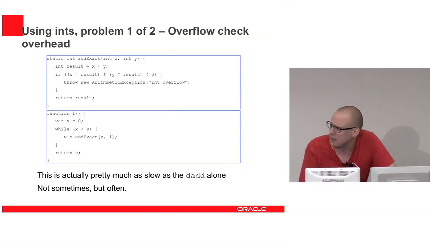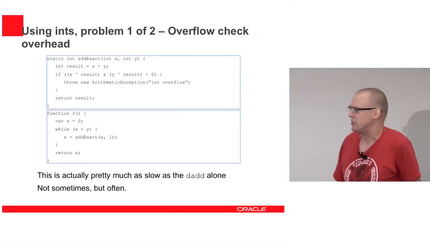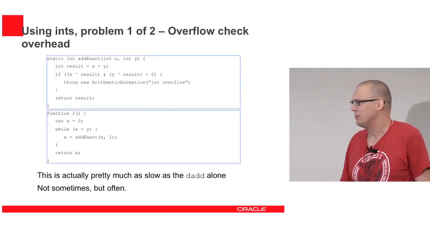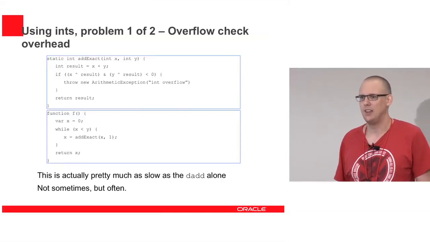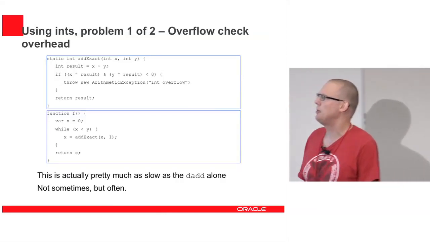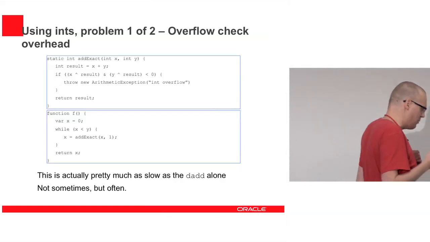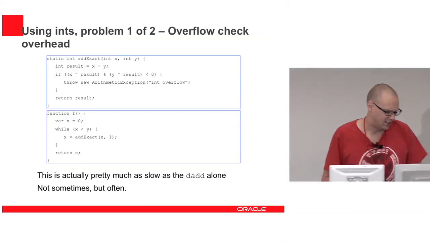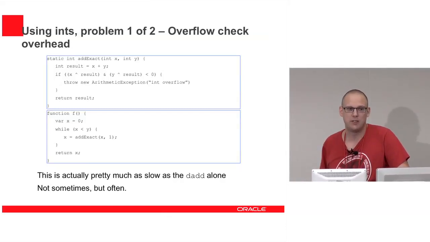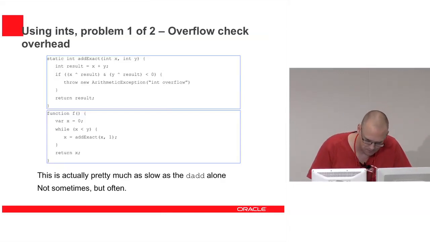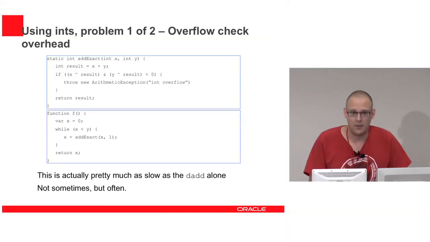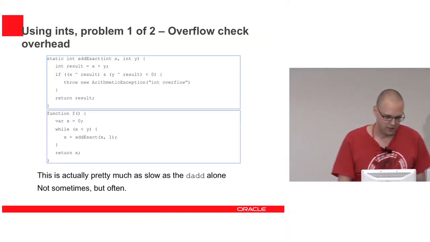But the problem is that this is pretty much as slow as just using a double add alone. Not sometimes, but often. Sometimes you get inline, sometimes you get optimized, and sometimes we see problems with this. But I was scared because this means I can't optimistically use ints without having a large check penalty every time, even if they don't overflow. And then I press ganged Rickard into implementing.